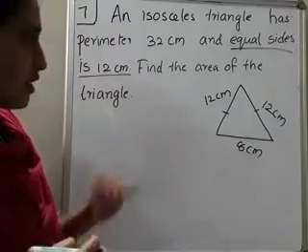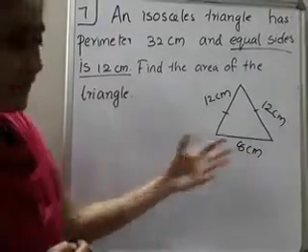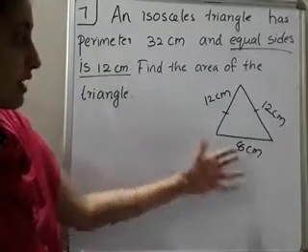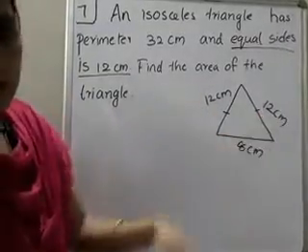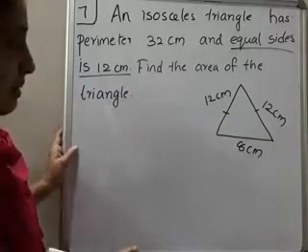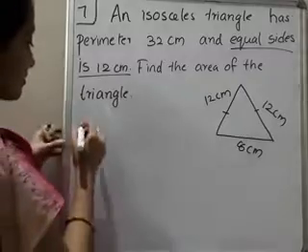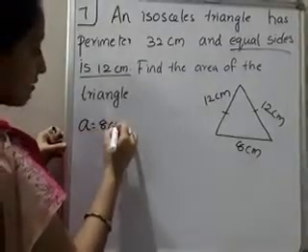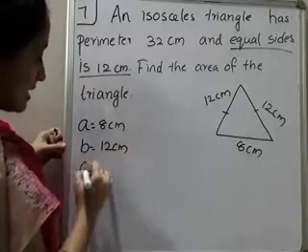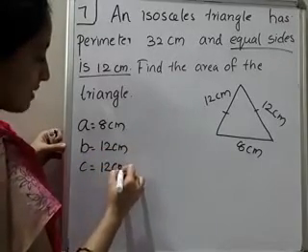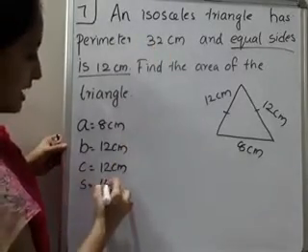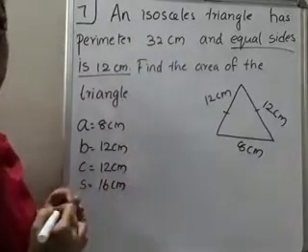There is no problem whether we take A as 8; you can take either this as A or this as A, anyway. No problem at all. Okay, so please write down: A is equal to 8 centimeter, B is equal to 12 centimeter, C is equal to 12 centimeter. S is equal to perimeter 32 by 2, that is 16 centimeter.